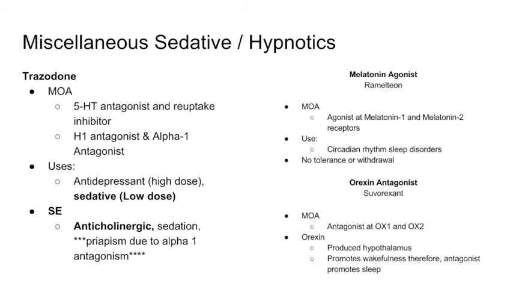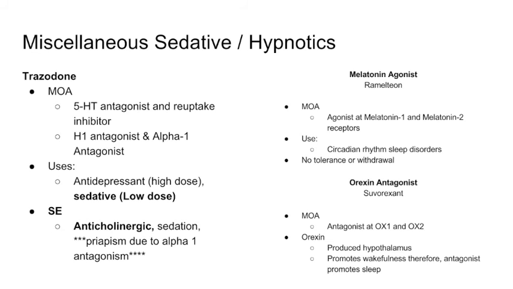We also have a few adjuncts. Ramelteon is a melatonin agonist. It's an agonist at the melatonin 1 and 2 receptors. It's used for circadian rhythm sleep disorders, which is mostly seen in patients who are blind. They're not really able to generate their own circadian rhythm. I haven't really ever seen this prescribed, so I can't speak too much to it, but I wouldn't worry too much about Ramelteon.